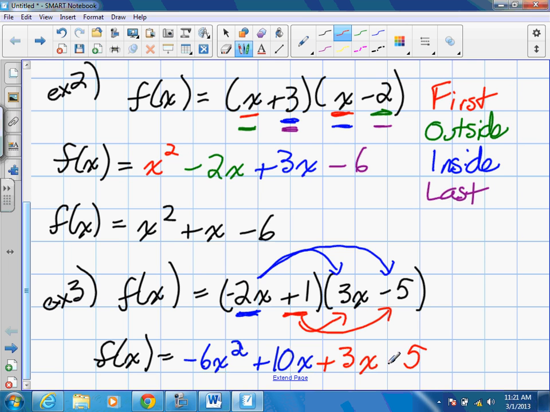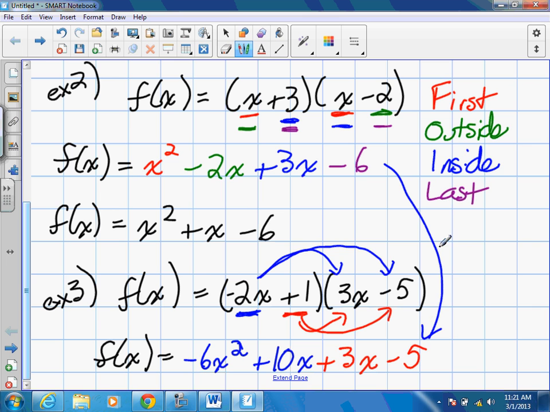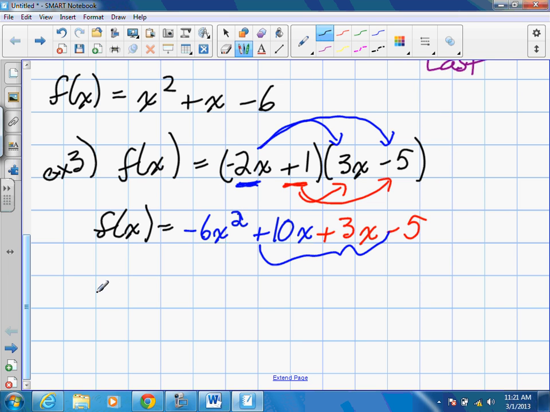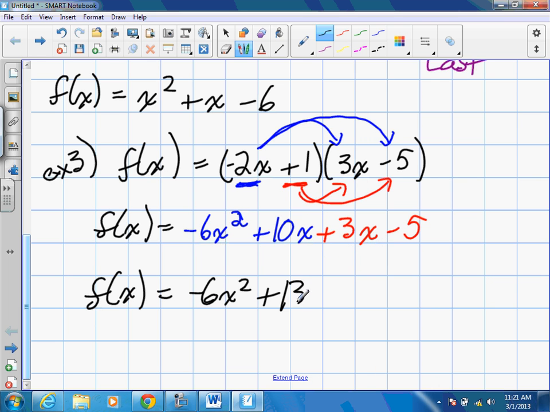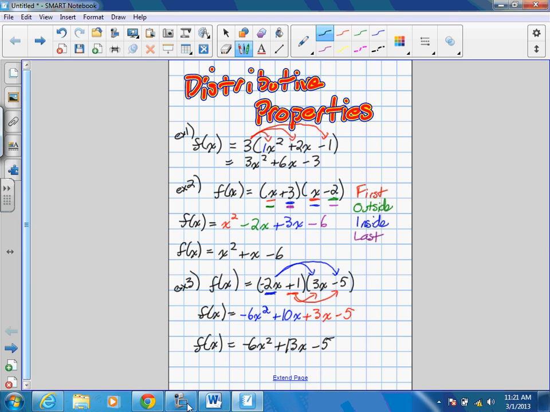Again, very similar to the last question we did with FOIL, we have 4 terms here. We need to collect the like terms, and the like terms happen to fall right in the middle. So we collect those like terms as our last step. We're left with negative 6x squared, 10 plus 3 is 13x, minus 5. So whichever method you find easiest to use, go about using it. Both are correct.